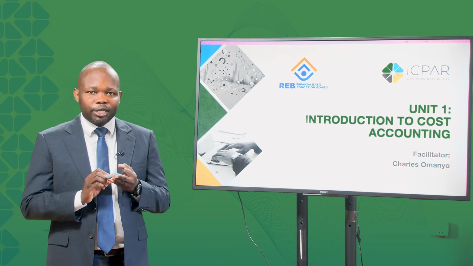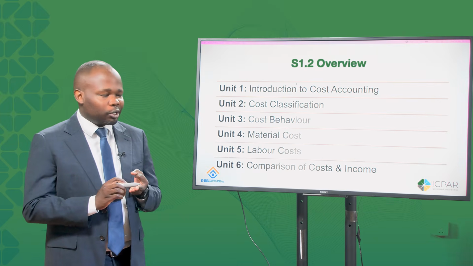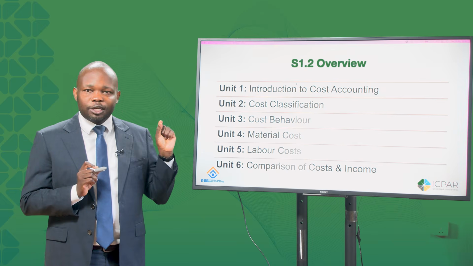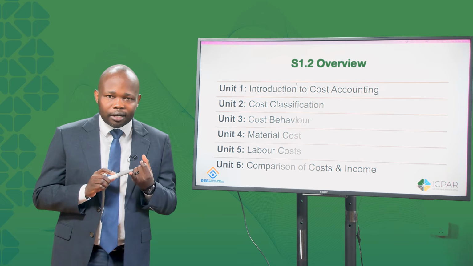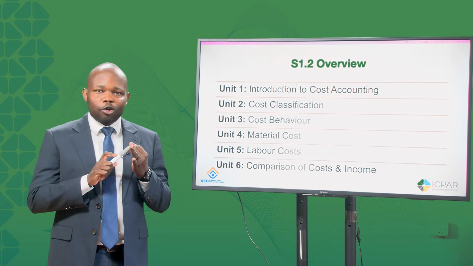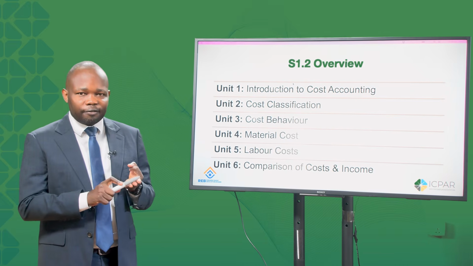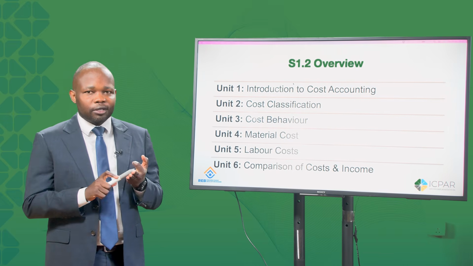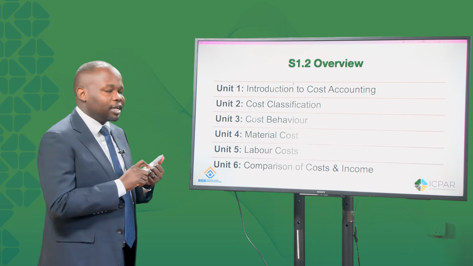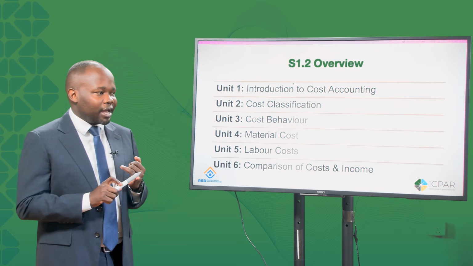For our Principles of Costing, which is our subject today, Principles of Costing has a total of 6 topics or 6 units. Topic number 1, Introduction to Cost Accounting. Topic number 2, Cost Classification. Topic number 3, Cost Behavior. Topic number 4, Material Costs. Topic number 5, Labor Costs. And the last topic in Principles of Costing is Comparison of Costs and Income.